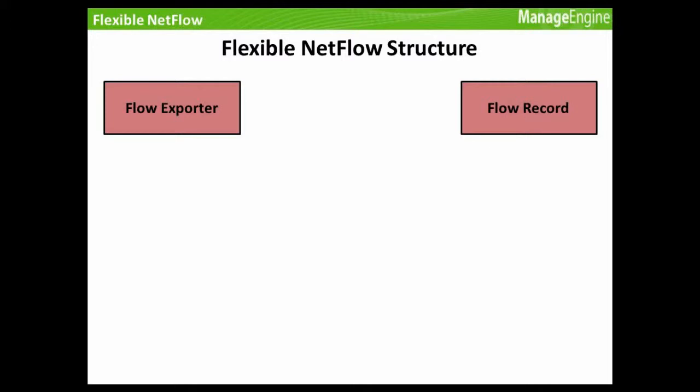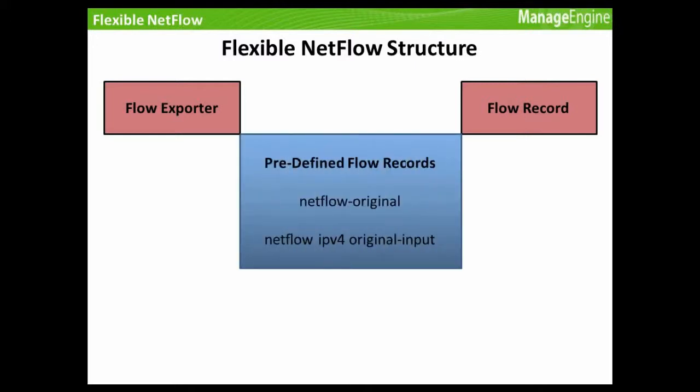Then comes the flow record. The flow record is where you define your fields. Earlier we saw the 7 fields that were there in NetFlow V5. Now you're seeing there are 2 types of flow records actually. Predefined flow records is what you're seeing now. That has 2 options. Out of many, some of the frequently used ones are NetFlow original, which is the NetFlow version 5 fields as they are, and NetFlow IPv4 original input. Just to be more specific, IPv4 traffic information has to be exported with additionally the AS info.